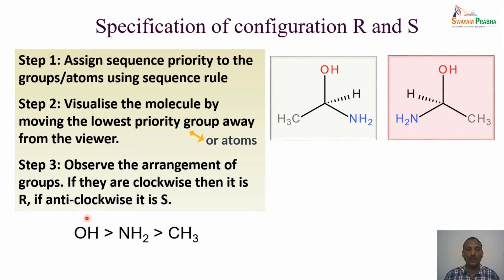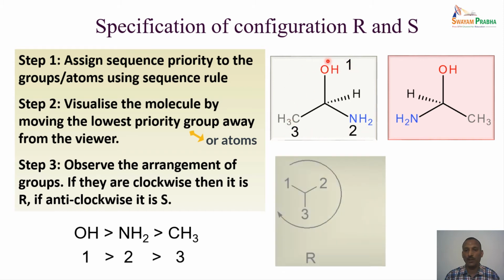As I mentioned, OH has the highest atomic number, so priority number 1 is given to oxygen. The second one is nitrogen, which gets priority number 2, and carbon, which has the lowest atomic number among the three, is given priority number 3. So oxygen is 1, nitrogen is 2, carbon is 3, and this 1, 2, 3 is in the clockwise direction. This type of arrangement is called R arrangement, or in other words R configuration. That is how it is represented as R.